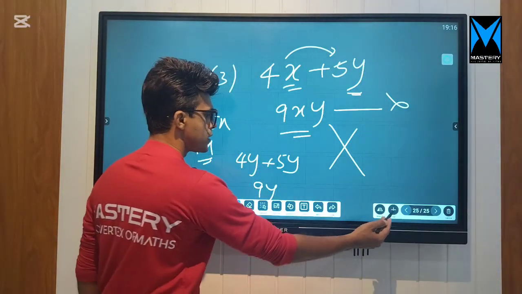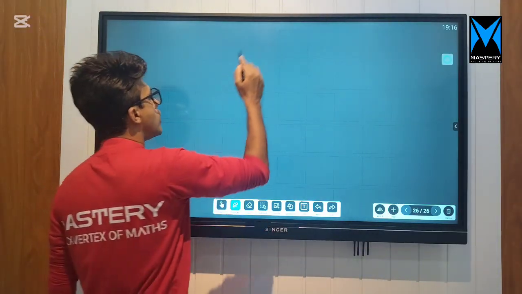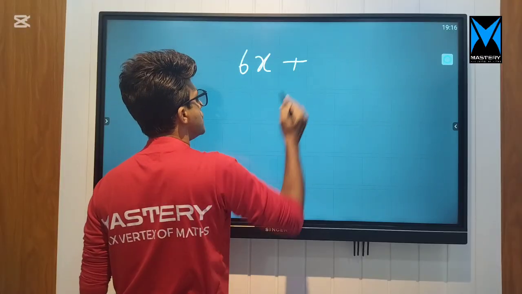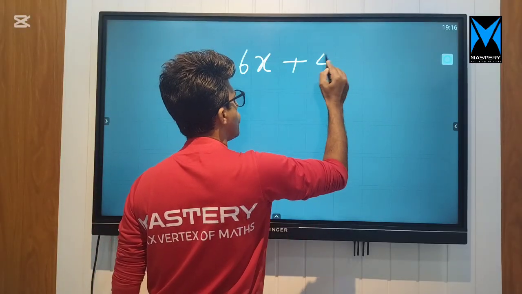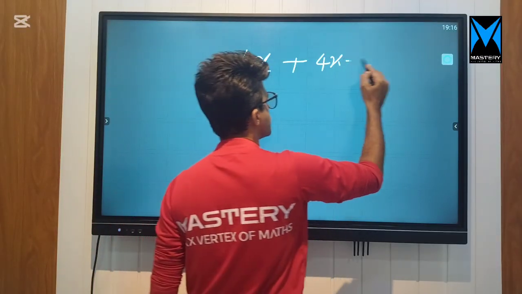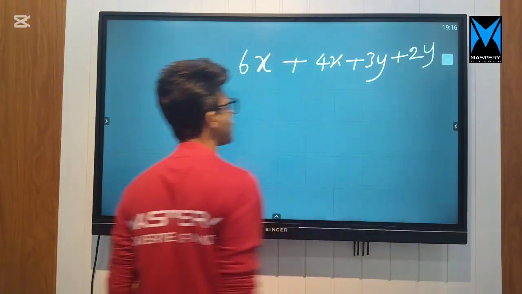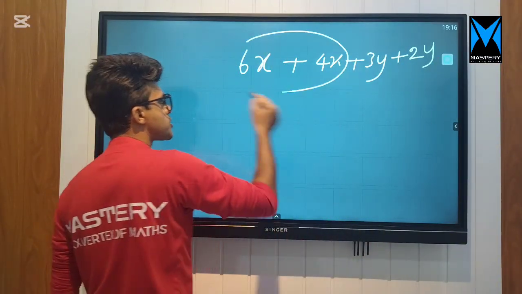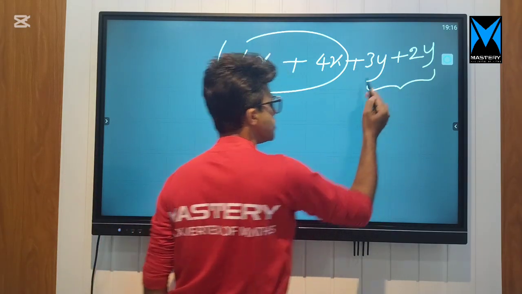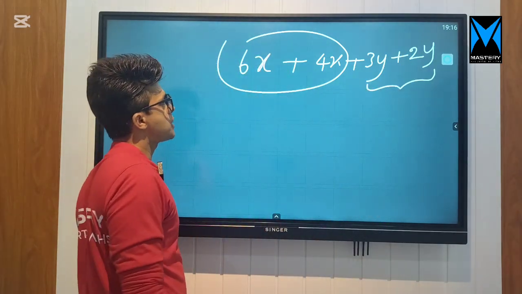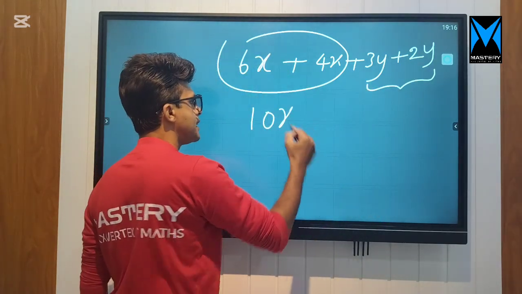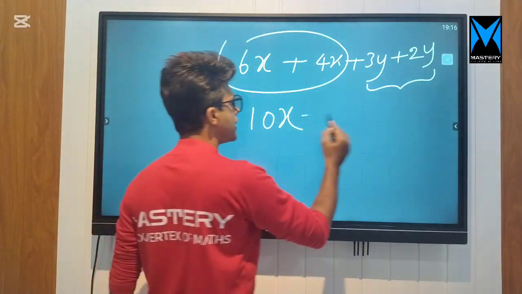Okay. So what is the answer of this one? 6x plus 4x plus 3y plus 2y. Now you could add these two terms first. After that, these two terms. 6x plus 4x is 10x. 3y plus 2y is 5y.